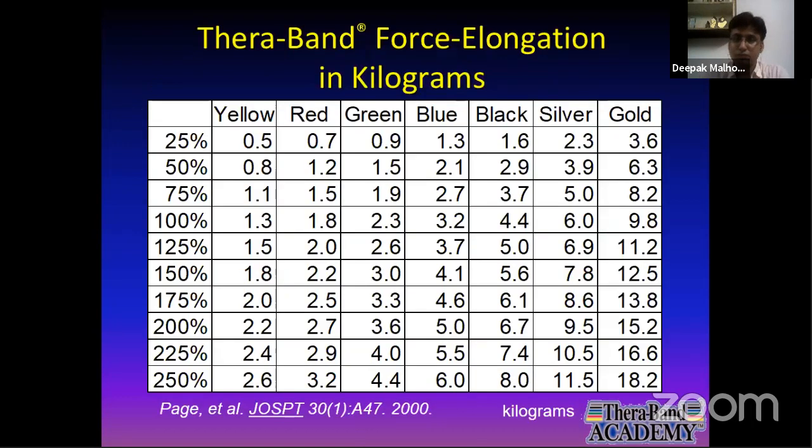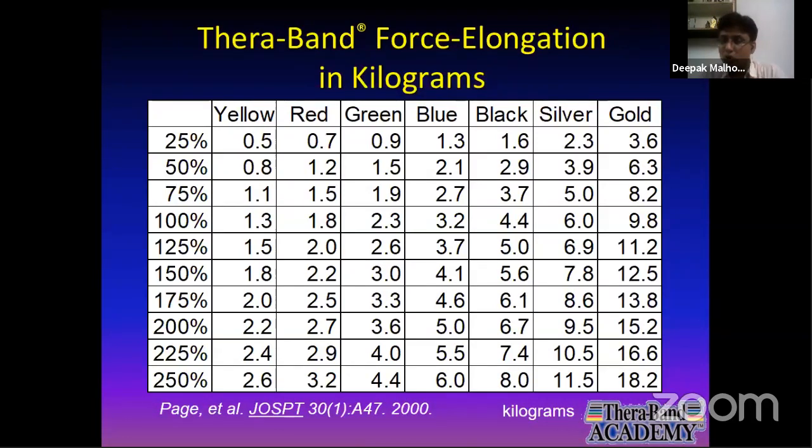Now this is what the Thera-Band force elongation in kilograms looks like. So you can have a printout of this table in your clinic, and with experience you can find out whether the band is around 25% elongated or 50% elongated or 75%. When we conduct a workshop on this, we tell how to find out the percentage elongation of a particular band.